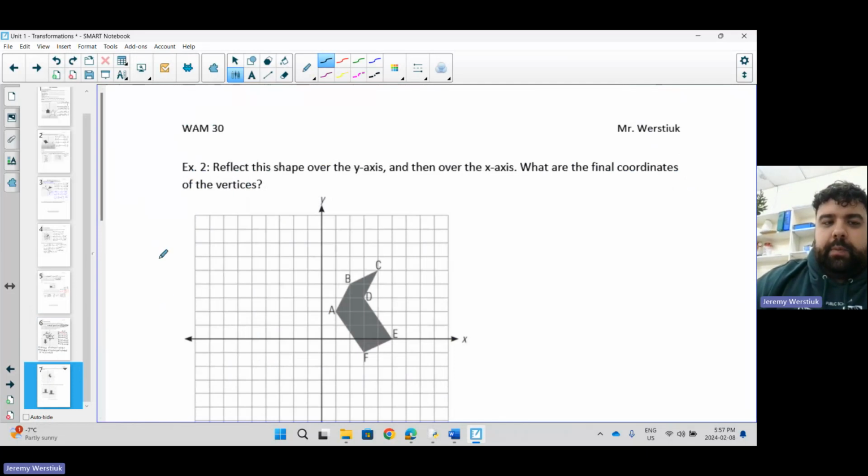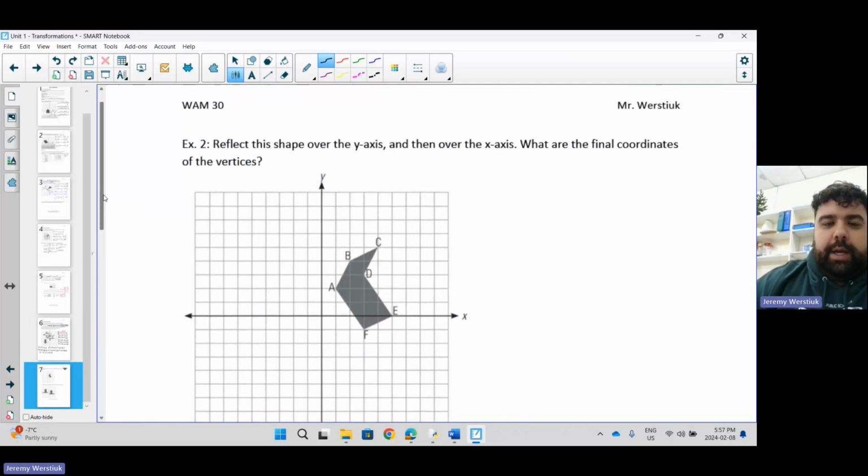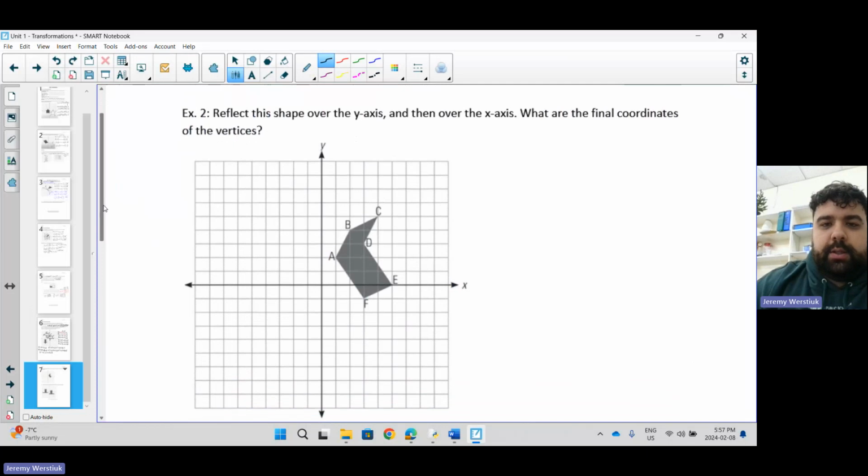So our next example says we want to reflect this shape over the y-axis, so across the vertical axis, and then reflect it over the x-axis. So we're going to reflect it sideways and then down. And so we want to figure out what are the final coordinates of this reflection. And so let's start off by identifying what are the coordinates of all of the vertices.